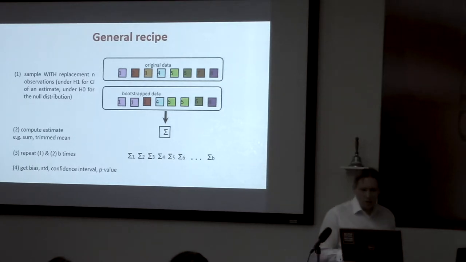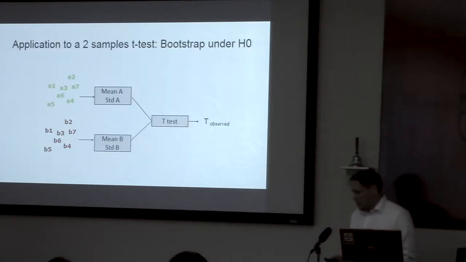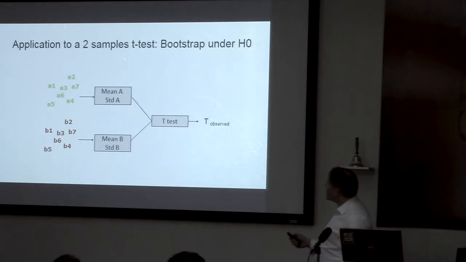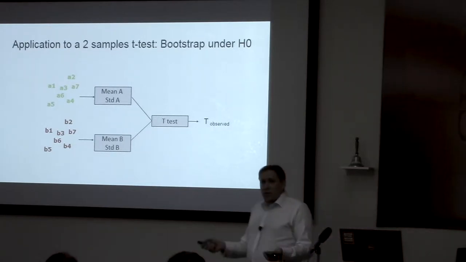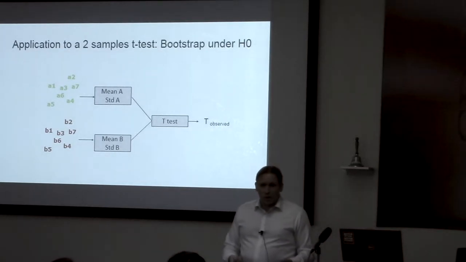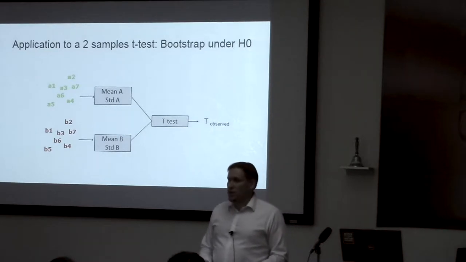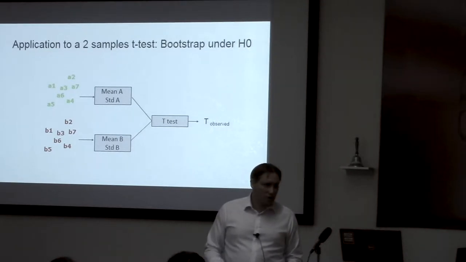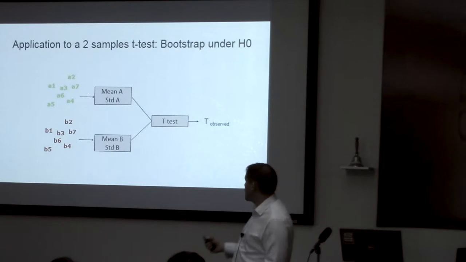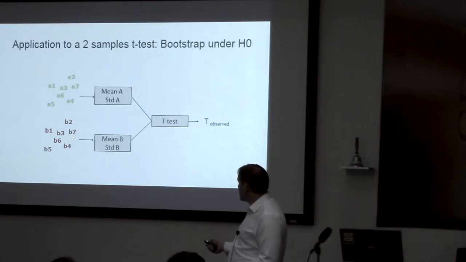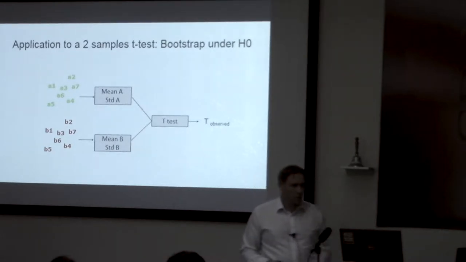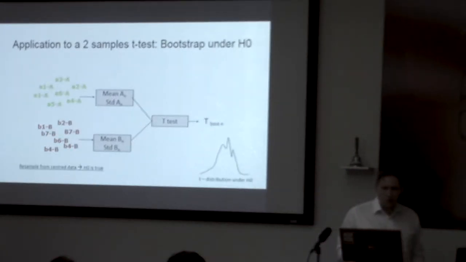So how do we do it for statistics? Here is, for instance, a two-sample t-test under the null hypothesis, which is basically the standard way we do statistics. You do a t-test, and you ask, is it significant under the null hypothesis of no difference? So this is my group 1, this is my group 2. I get the mean and standard deviation, I compute my t-test, and I've got my t-observed. Now I enter into my bootstrap loop.